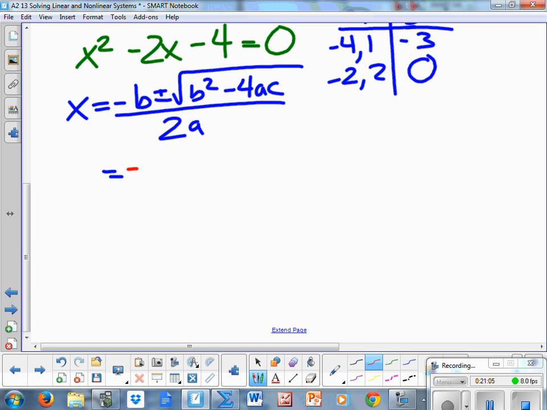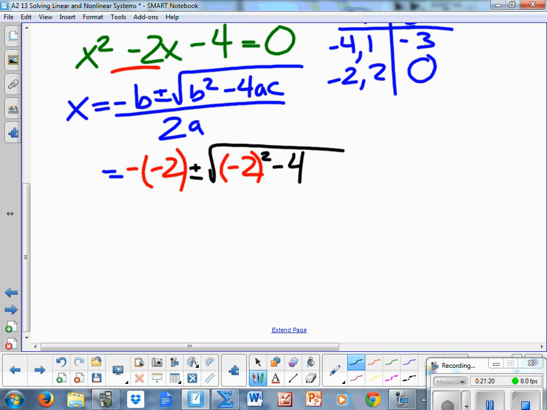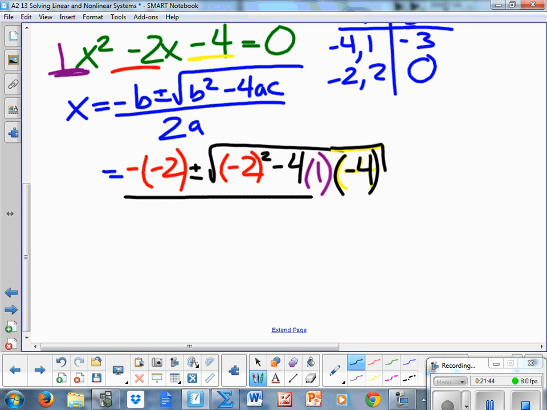So my negative b is negative 2, right? And then I have plus or minus the square root of my negative 2 squared minus 4 times my a, which is 1, times my c, which is negative 4. I'm going to rewrite that in black here. Negative 4, okay? And that's all over my 2 times 1.